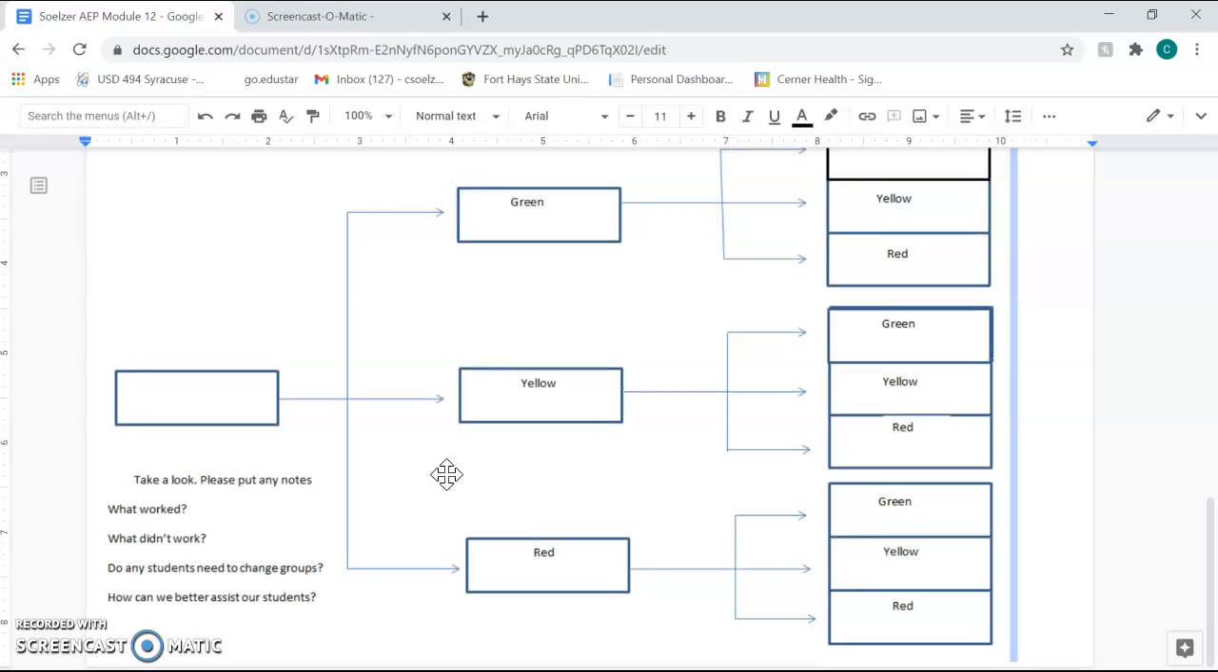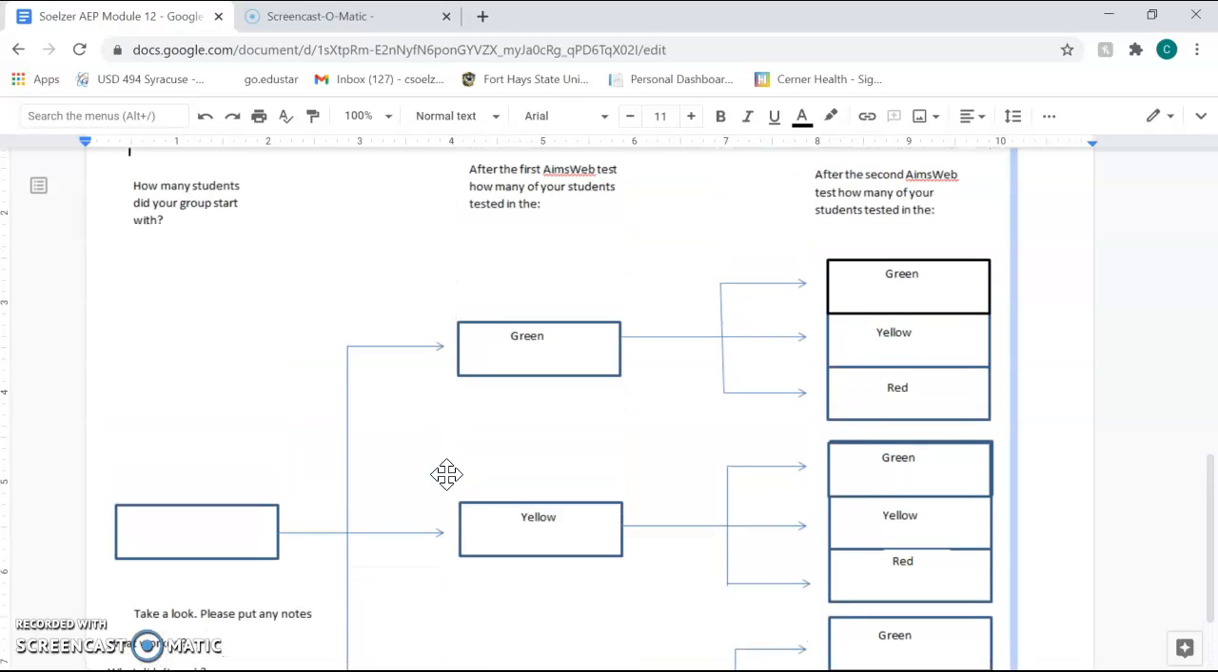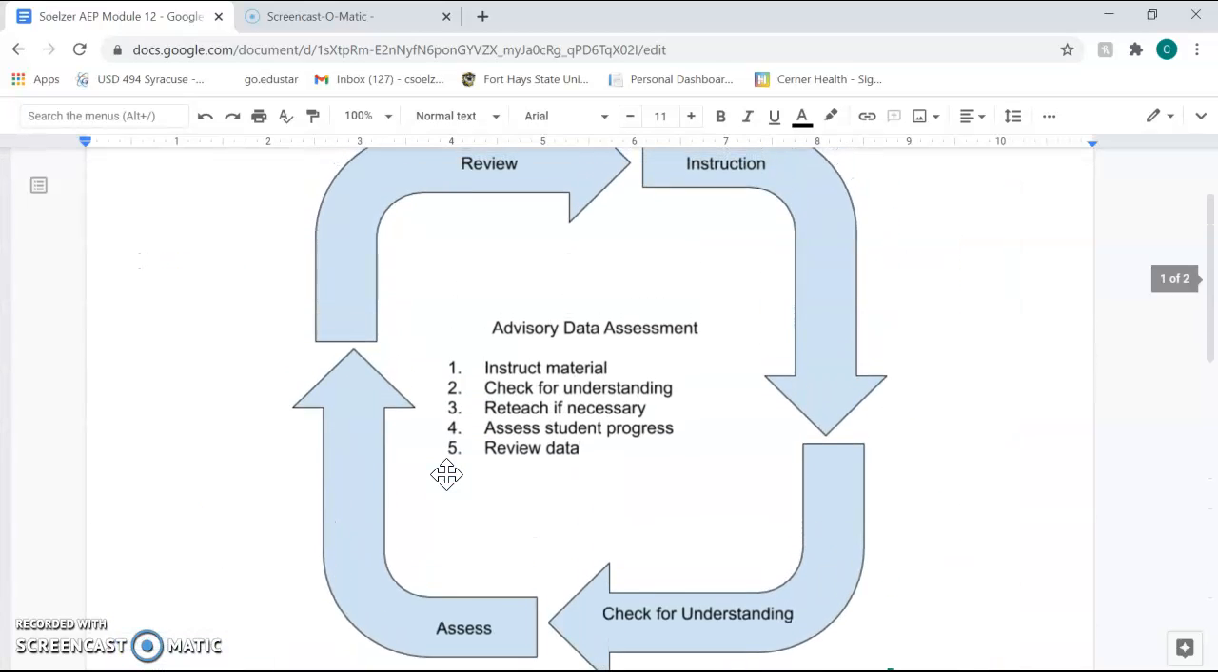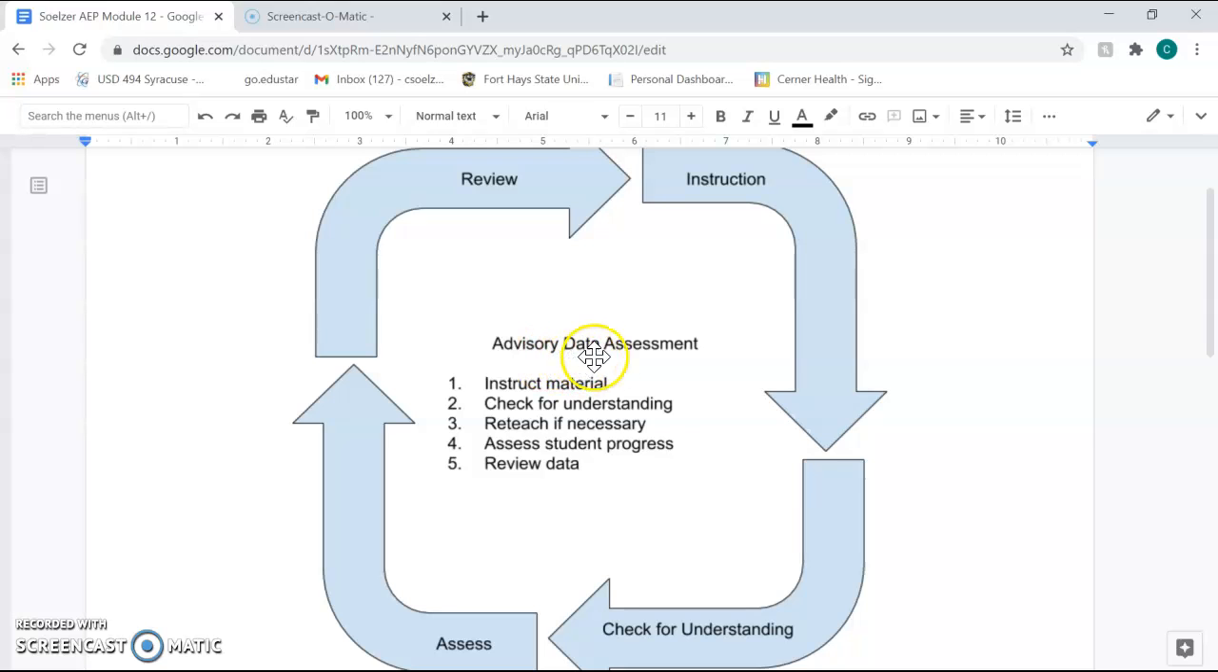So this is, again, my protocol for my flowchart for my advisory group, and then this is the advisory data assessment. So instruct material, check for understanding to make sure the students are understanding the material, reteach anything as necessary. If there's any areas that we need to reteach, our Tier 3s are typically smaller groups, so that's not an issue. We can reteach the whole group. Even if some of them get it, we can still reteach it so they understand it better.